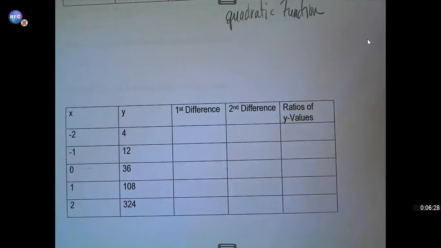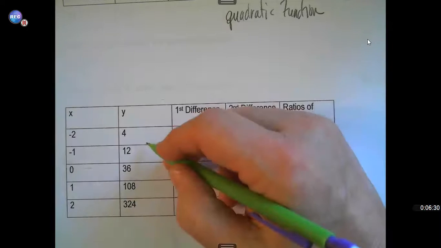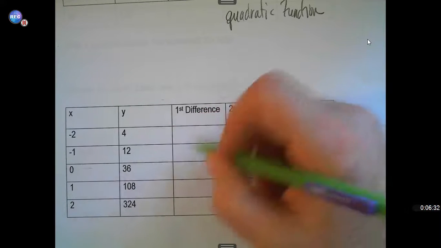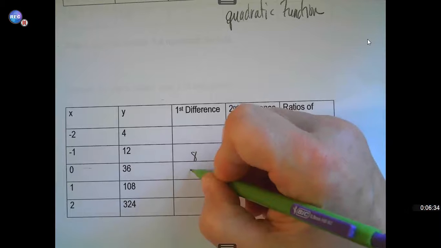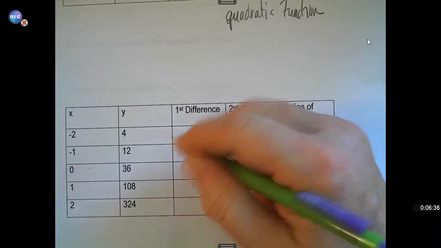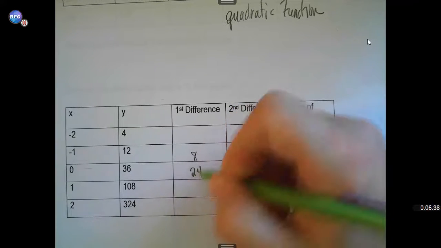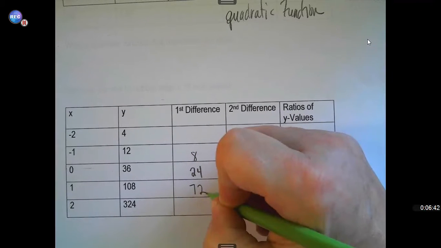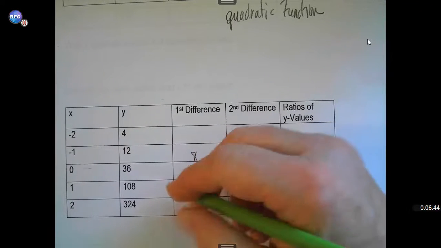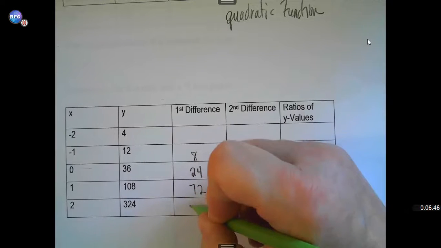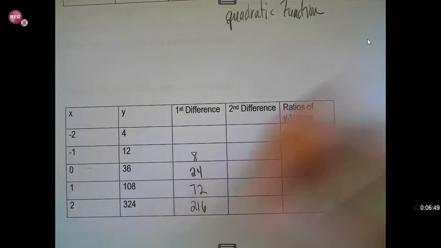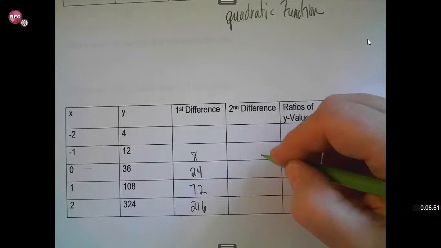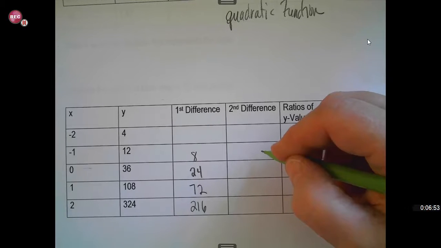Another example, the difference here is 8, and then what is 36 minus 12? 24. 108 minus 36 is 72. 324. Doing this without a calculator, so hopefully those are correct. So obviously not linear. Okay.